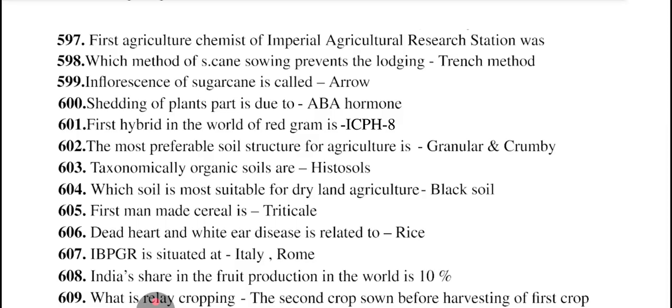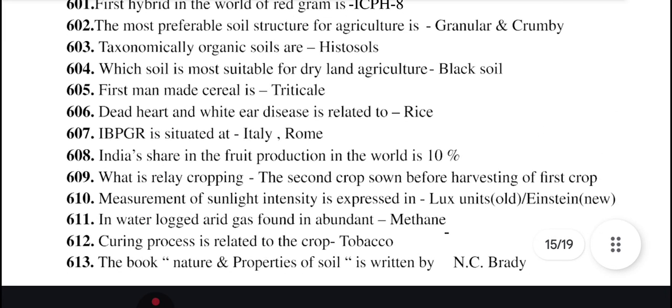Shedding of plant part is due to ABA hormone. First hybrid in the world of red gram is ICPH8. Most preferable soil structure for agriculture is granular and crumbly. Taxonomically, organic soils are histosols. Soil most suitable for dryland agriculture is black soil. First man-made cereal is triticale. Dead heart and white ear disease is related to rice.